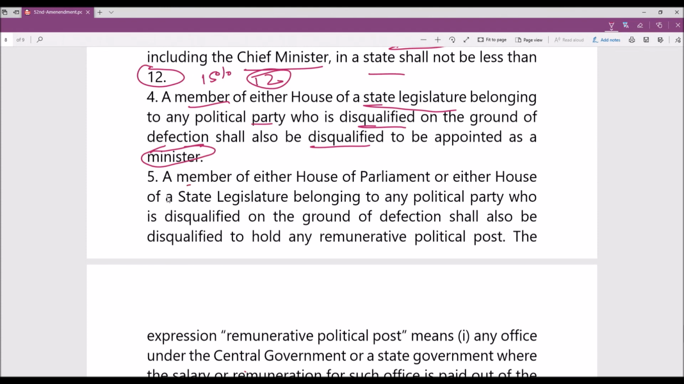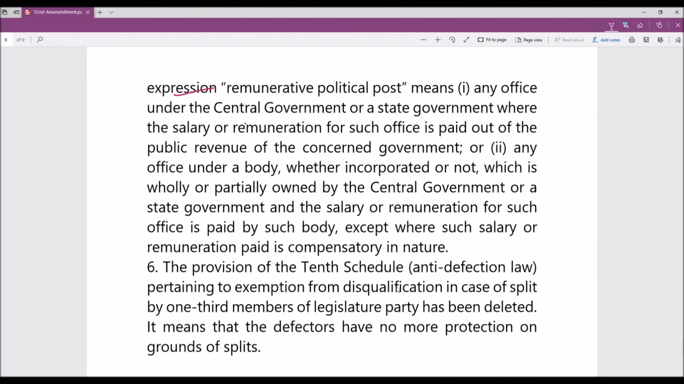A member of either house of the parliament or either house of the state legislature belonging to any political party who is disqualified on the ground of defection shall also be disqualified to hold any remunerative political post. What is a remunerative post? Remunerative post means any office under the central government or state government where salary is paid. These are called remunerative posts. So if any member has defected, he cannot hold any remunerative post anywhere in India, whether state or central.